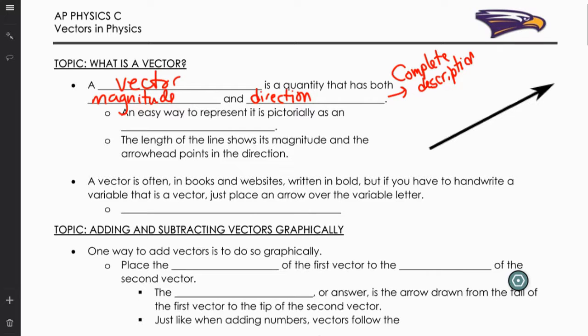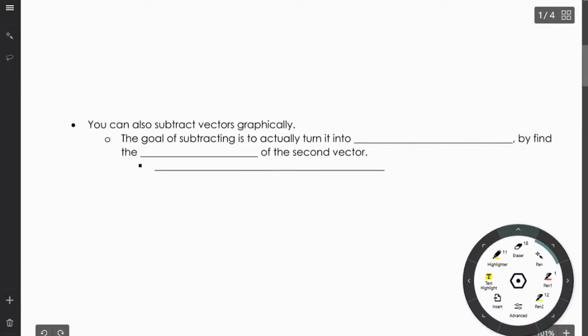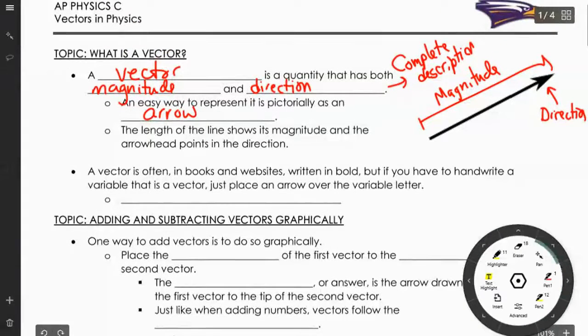So an easy way to represent it is pictorially as an arrow, right? Where the length of the arrow shows the magnitude. So like this size here would give you the magnitude, or the size, and then the arrowhead points in the direction, right? Whichever way it's pointing will be the direction. And sometimes what you will also see for direction is actually an angle down here. So sometimes you may see it written as a magnitude and an angle.